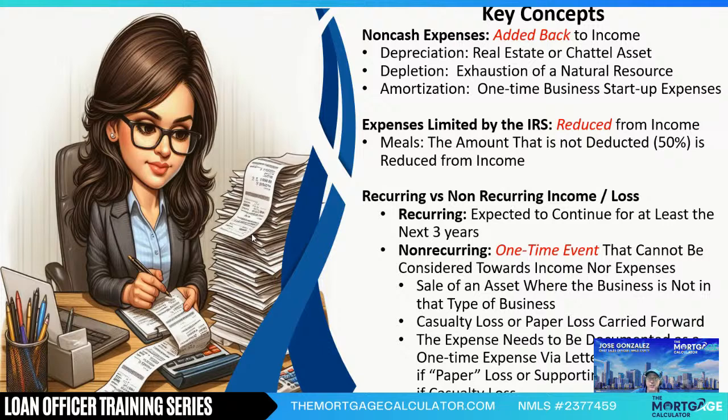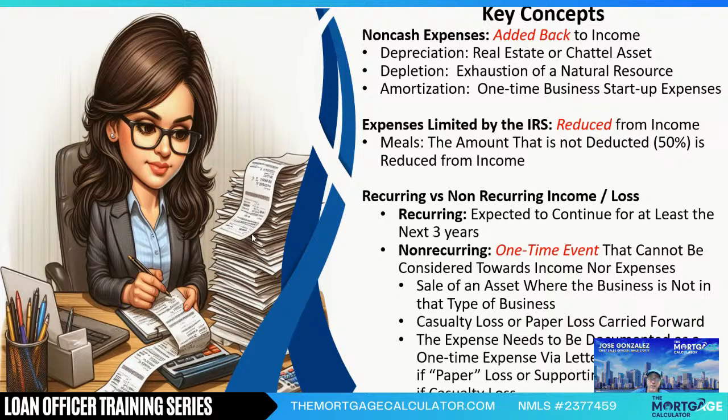But you've got to get documentation so that you can get the underwriter to omit it from the expenses as a loss. So, what would be some examples of one time events that we could get excluded from being counted as an expense? Well, the first one would be the sale of an asset where the business is not in the sale of assets business. Like you sold a truck because you're buying a new truck, but you're not in the truck sale business. You're not a truck dealership. So you would not consider that truck sale as income.